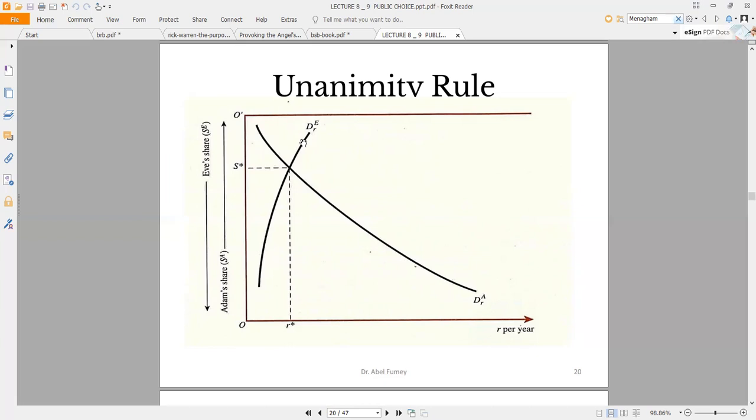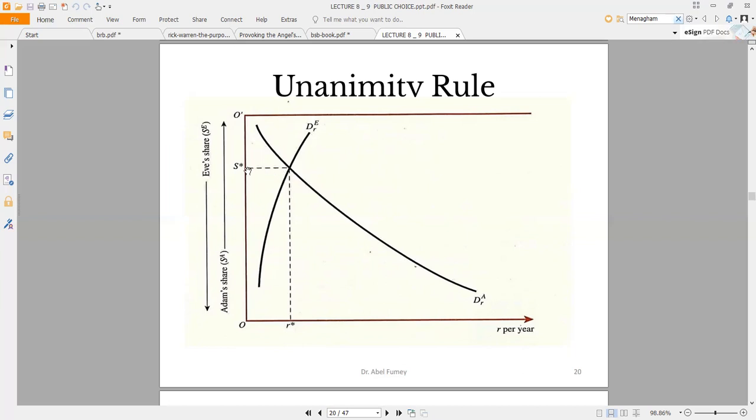of the street light. Now, when you add the tax share of Adam and that of Eve, you have to get 1. Okay, they are proportions. So when you add the two, you have to get 1. So based on the unanimity rule, this particular quantity of street light, R star, will be produced, because this is the point where the two demand curves are meeting.